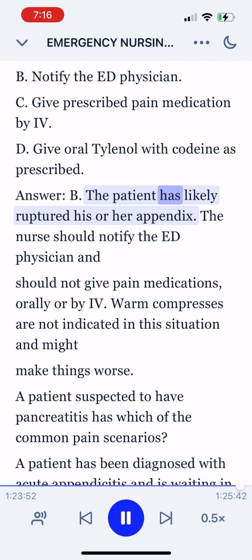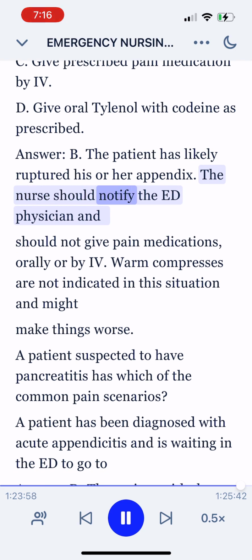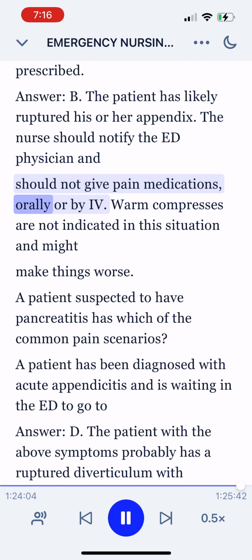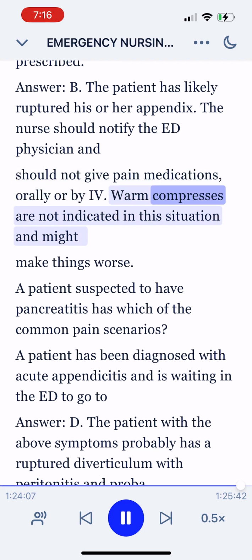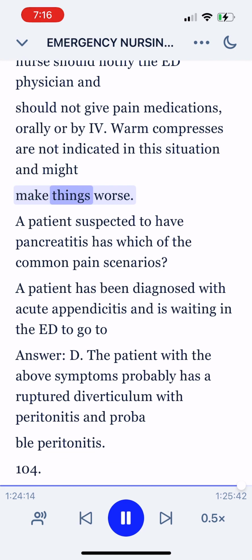Answer B. The patient has likely ruptured his or her appendix. The nurse should notify the ED physician and should not give pain medications, orally or by IV. Warm compresses are not indicated in this situation and might make things worse.